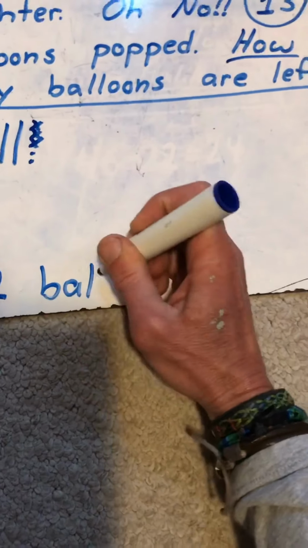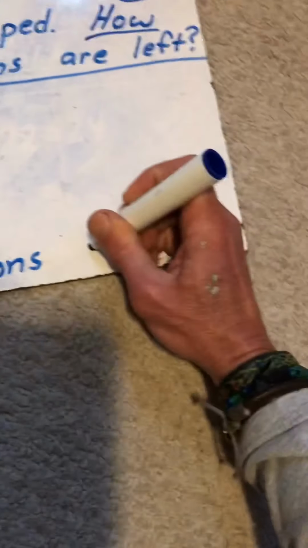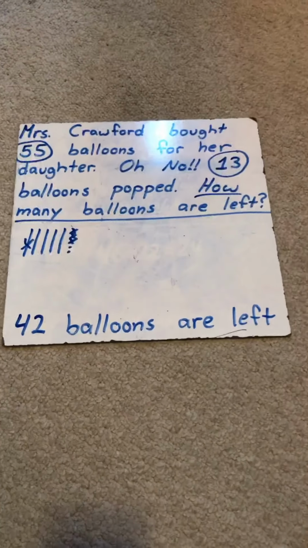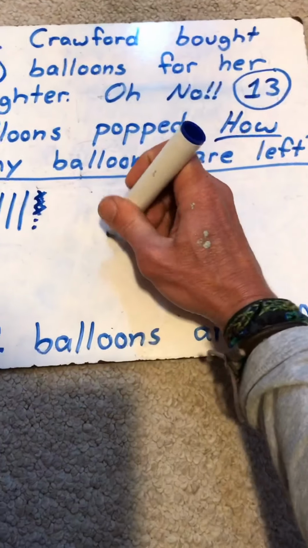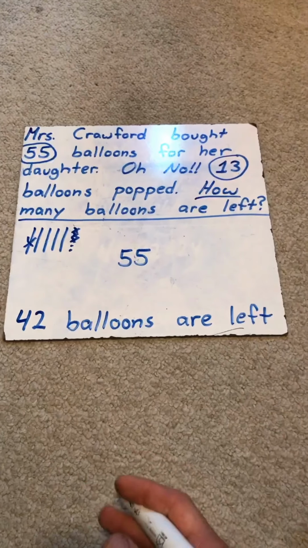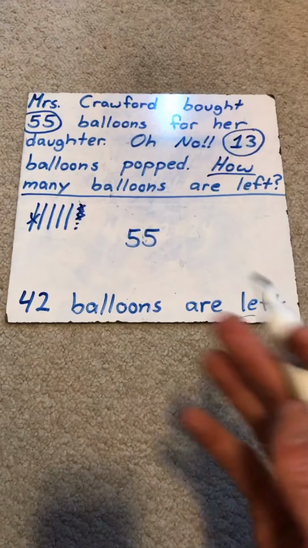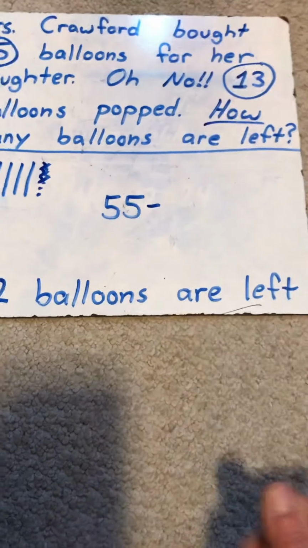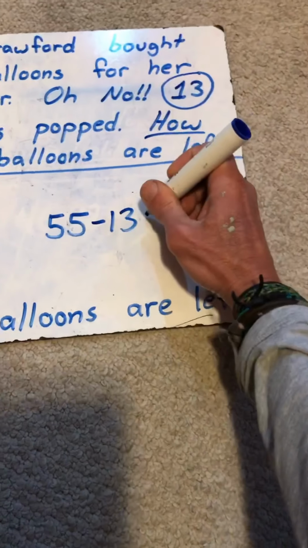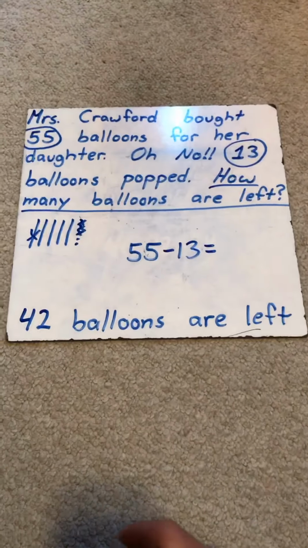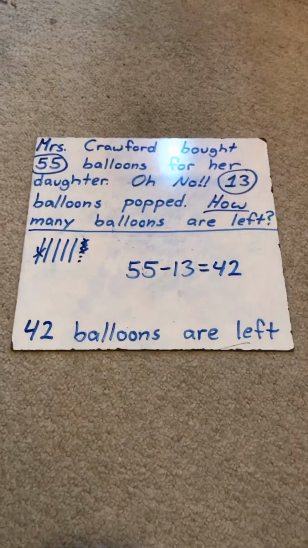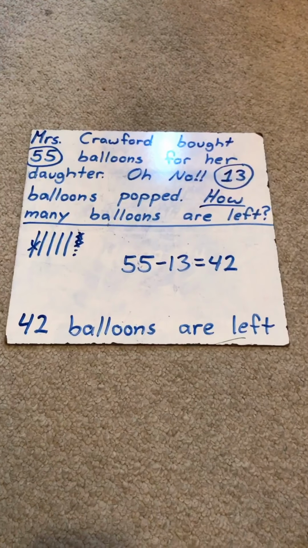42 balloons are left. And we're going to need a number sentence. We started with 55. And I think you know by now, is this plus or minus? This is a minus story because we took some balloons away. 55 minus. How many did we cross out? 13. 55 minus 13 equals, how many balloons were left? 42. 55 minus 13 equals 42.